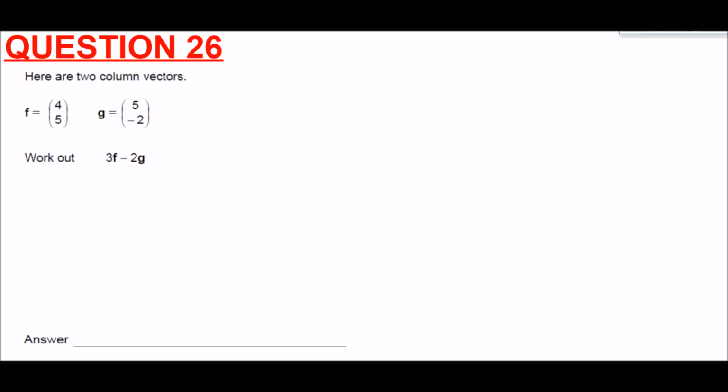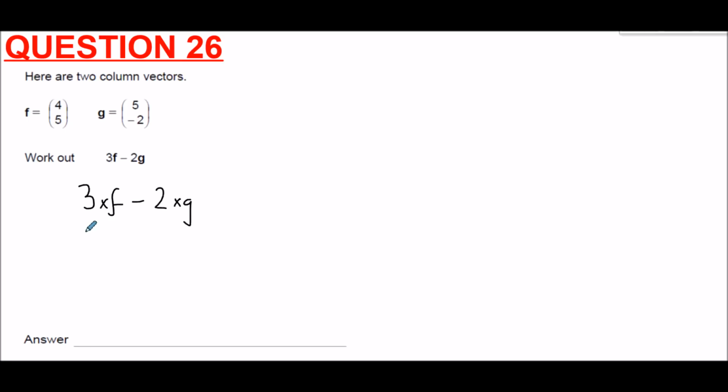Question 26, we've got 2 column vectors, f and g, and we're asked to work out 3f minus 2g. The first thing we need to realise with column vectors is they are relatively easy if you just take them one number at a time. 3f means 3 times f. And 2g means 2 lots of the vector g. And so what we're going to do is just take each one and multiply each number in it separately.